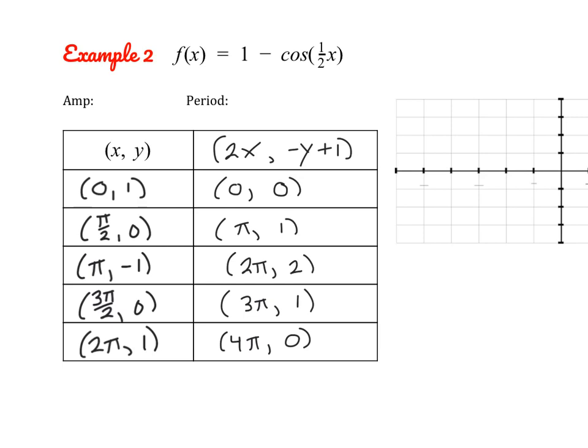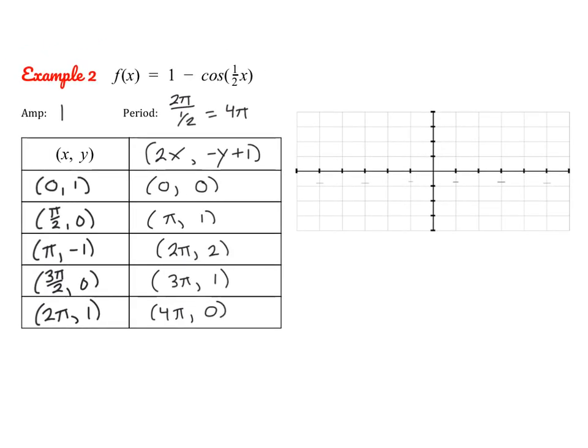Now let's look to see if we can determine the amplitude. So remember, the amplitude is any vertical stretch or shrink, which there isn't any, so it's going to stay at 1, just like the parent function. Remember, for the period, we do 2 pi divided by this number, 1/2, which is 4 pi, which makes sense. We have a horizontal stretch by a factor of 2, so our original period doubles.